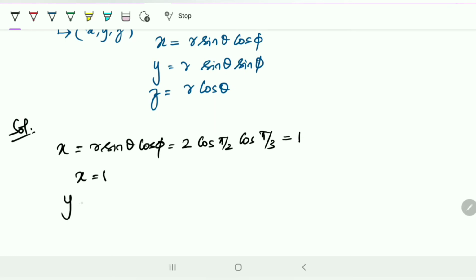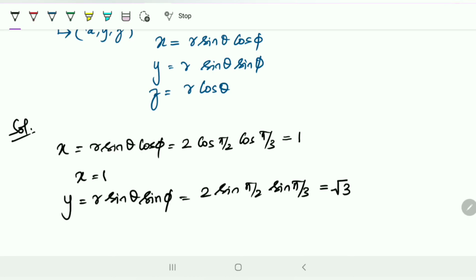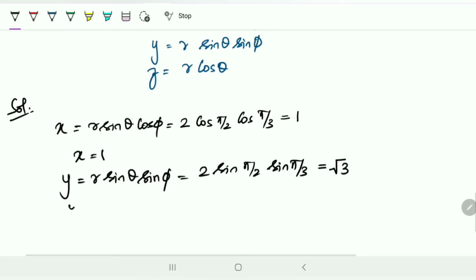So let me find the value of y. The formula for y is r sin theta sin phi. So r is 2, sin theta is sin pi by 2, and sin pi by 3, which is the phi value. If I solve this, I'll get root 3. So the value of y is root 3.